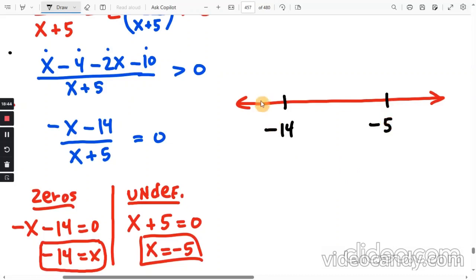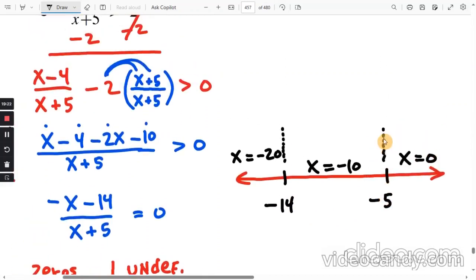Now we want to plug in values in between. The best one in between, I'm going to go with x equals negative 10. And greater than negative 5, I'm going to go with x equals 0. And less than negative 14, we can do negative 15. We could even do negative 20. It's just anything less than negative 14. So these are my test points. I'm going to test each one, and we don't care what the result number is. We only care if it's positive or negative.